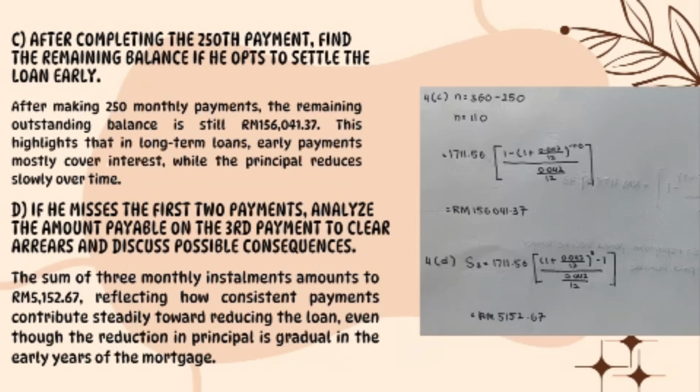And for part D, if he misses the first two payments, analyze the amount payable on the third payment to clear errors and discuss possible consequences. The sum of 3 monthly installments amounts to 5,152 ringgit and 67 cents, reflecting how consistent payments contribute steadily toward reducing the loan, even though the reduction in principal is gradual in the early years of the mortgage. And the solution, we type in the calculator 1,711 ringgit and 56 cents, curly bracket 1 plus 0.042 over 12, bracket power of 3 minus 1, and then over 0.042 over 12, and then curly bracket and we get 5,152 ringgit and 67 cents.